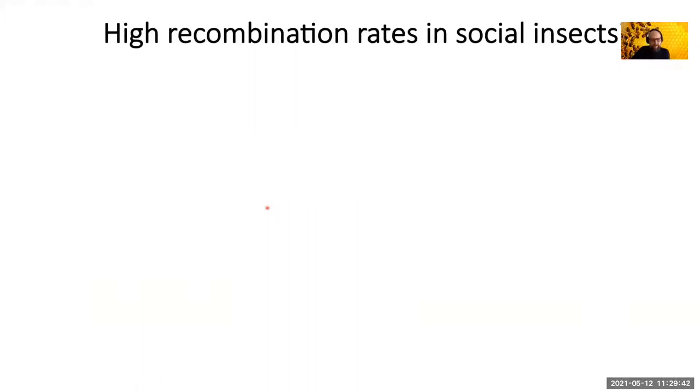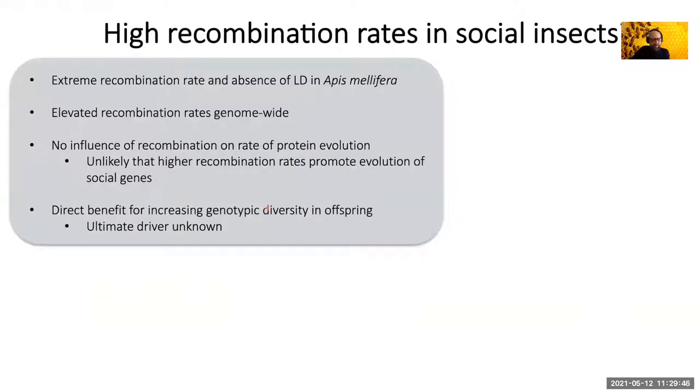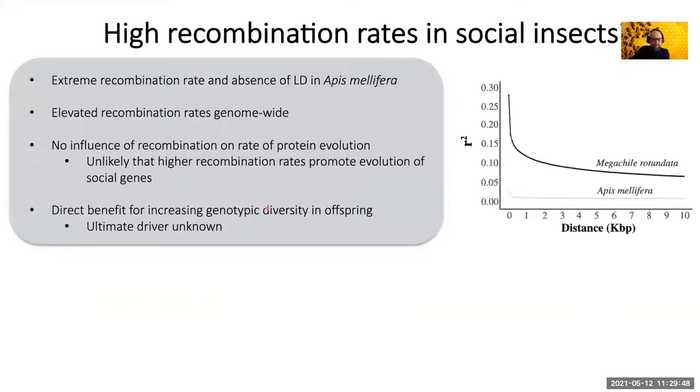So what does this all tell us about why we have high recombination rates in social insects and about recombination rate variation? Well, we see that there is extreme recombination rate in Apis mellifera and a complete absence of linkage to sociality.